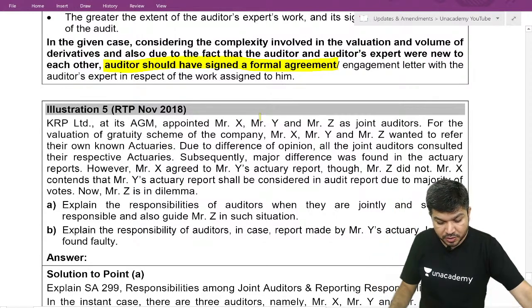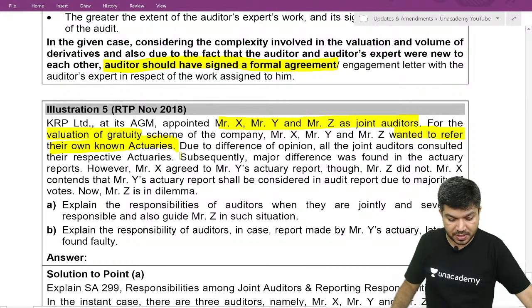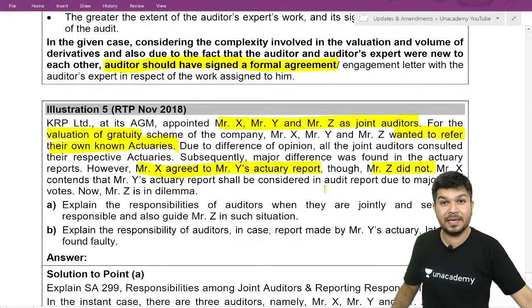So there are 3 joint auditors, X, Y and Z, and they wanted to refer to their own actuaries for valuation of gratuity. Subsequently, major differences were found in the actuary reports. X agreed to Y's actuary report. Z did not agree.